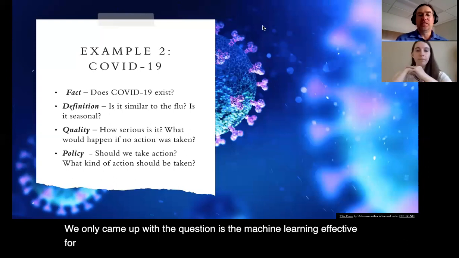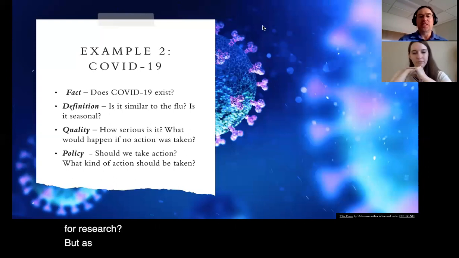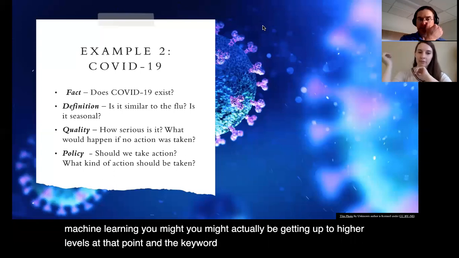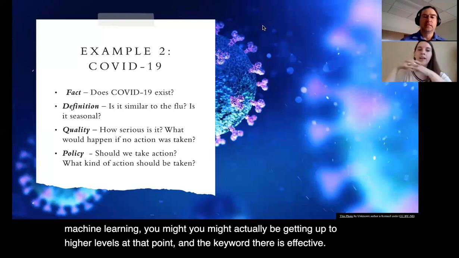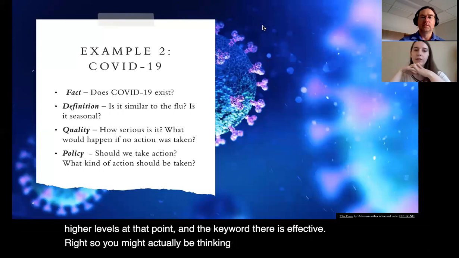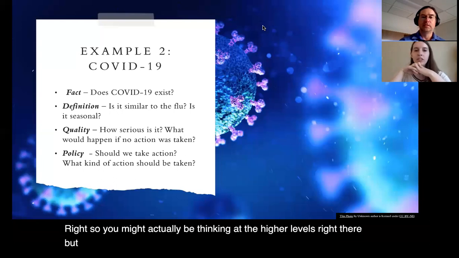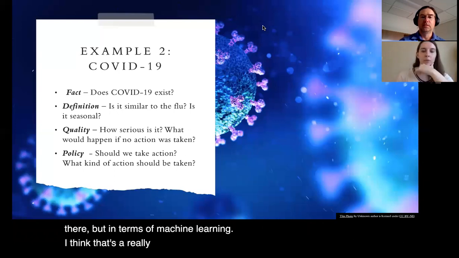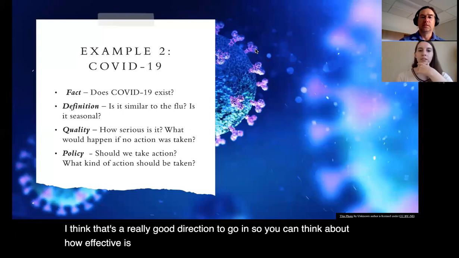In terms of the does it exist part. So yeah, thinking about machine learning, you might actually be getting at the higher levels at that point. And the key word there is effective. Right? So you might actually be thinking at the higher levels right there. But in terms of machine learning, I think that's a really good direction to go in. So you can think about how effective is it, weigh the pros and cons, right? What are the consequences of it?